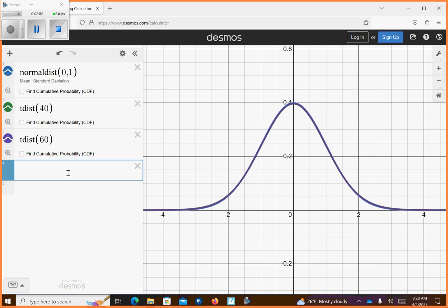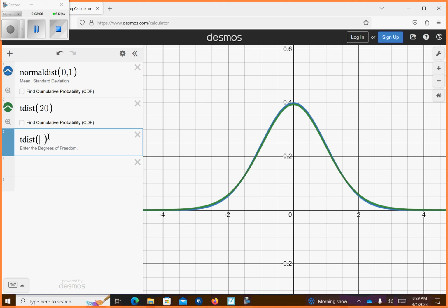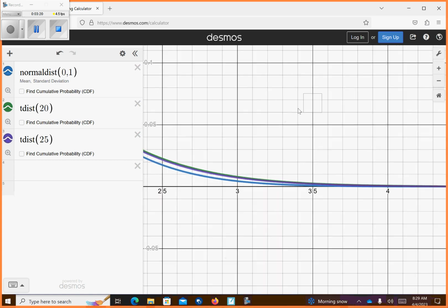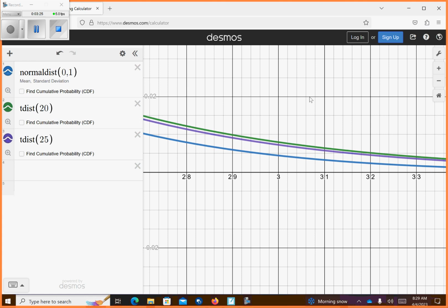Number 3, which t-distribution shows a higher curve at the far left and right ends, degrees of freedom of 20 or 25? Okay, so let's do the degrees of freedom of 20 and degrees of freedom of 25. And it says the far left and right. All right, so I'm just going to move this over. And remember, the blue is the normal distribution. So I'm 3 standard deviations to the right. The green is the 20.